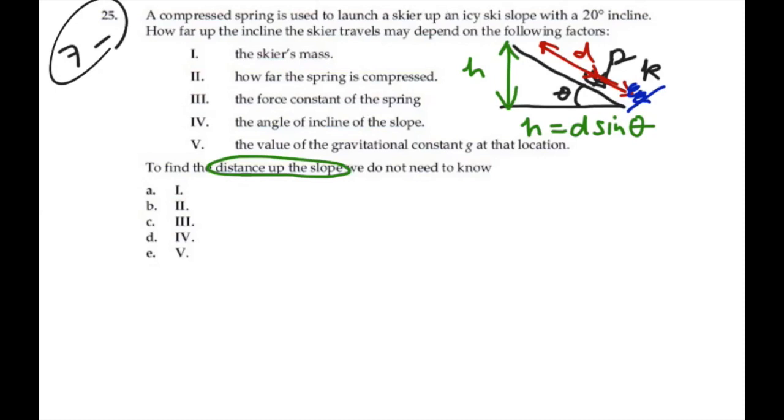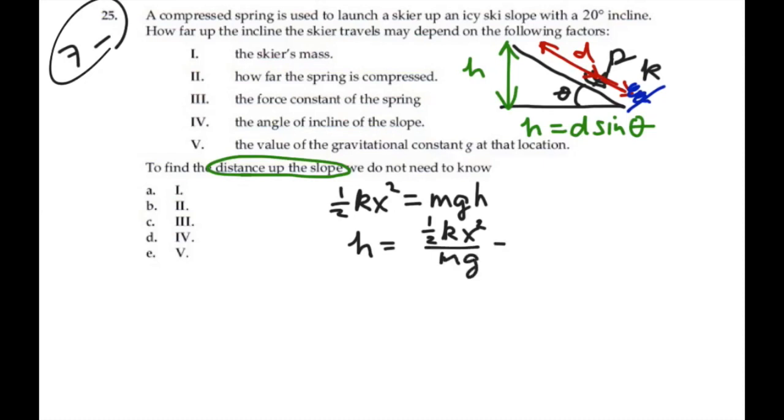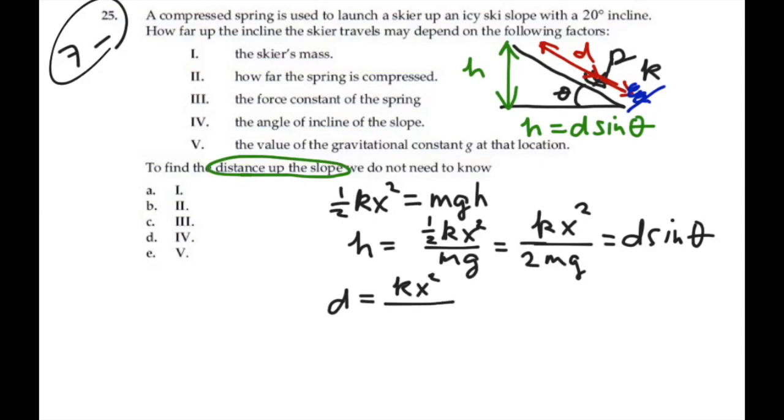Sounds good. In terms of energy, we could say that all the energy of the compressed spring will go into our gravitational potential energy of height. So we will have to say that 1/2 kx squared is going to equal mgh in this case. So h is going to equal 1/2 kx squared divided by mg, or we could say that h is going to equal kx squared divided by 2mg. Sounds good. But we can add that h is also equal to d sine theta. So as we solve this for d, we would have d is equal to kx squared divided by 2mg sine theta.